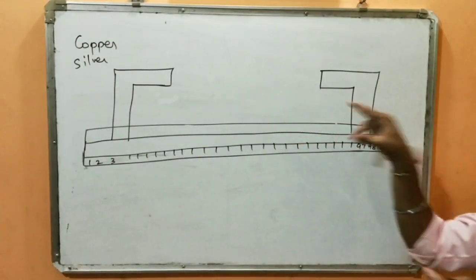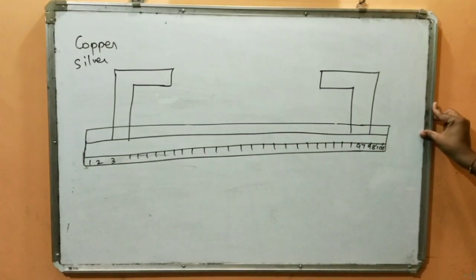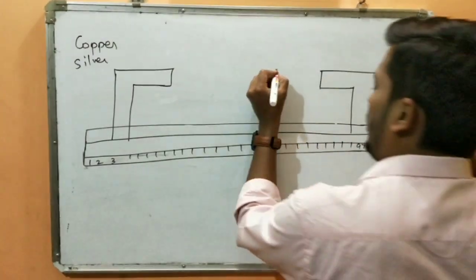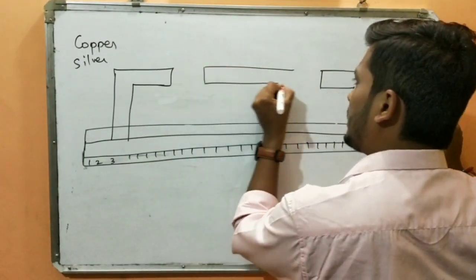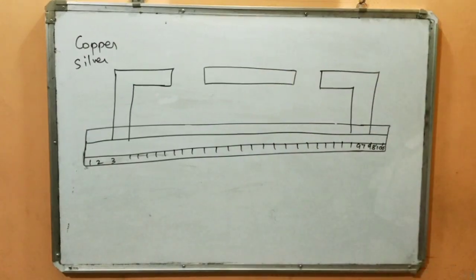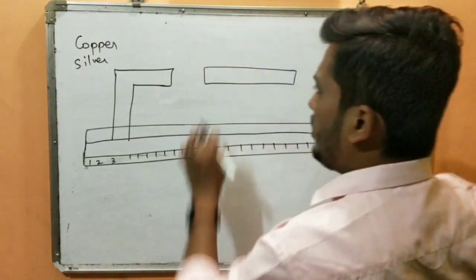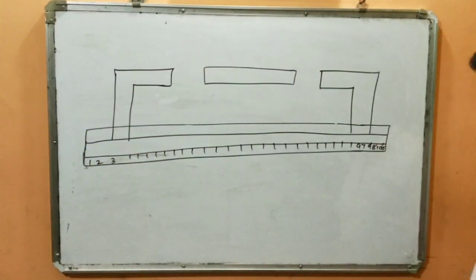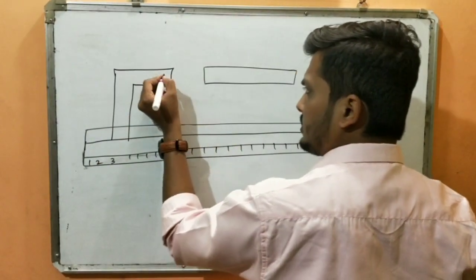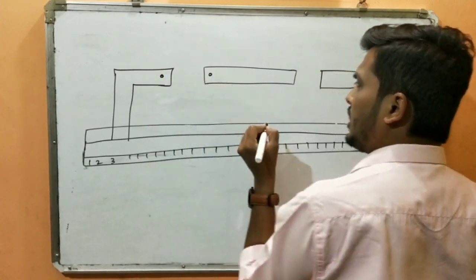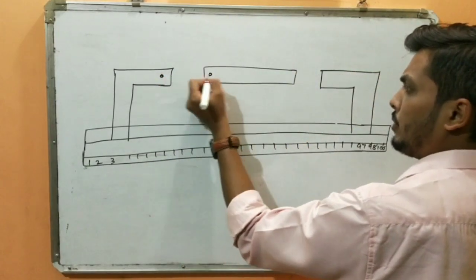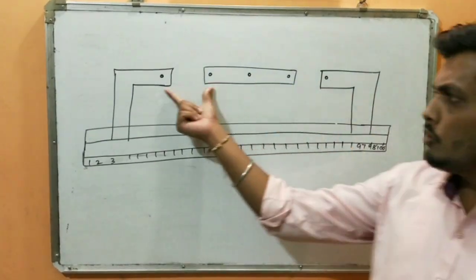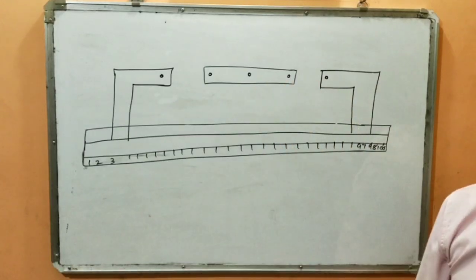Basically, it would be a copper or it could be a silver also. And there at the center, I will connect one more rectangular type of metallic plate of the same material. Now the interesting thing here is these metallic plates have terminals. It will have totally 5 terminals: first two, last two, and one at the center.